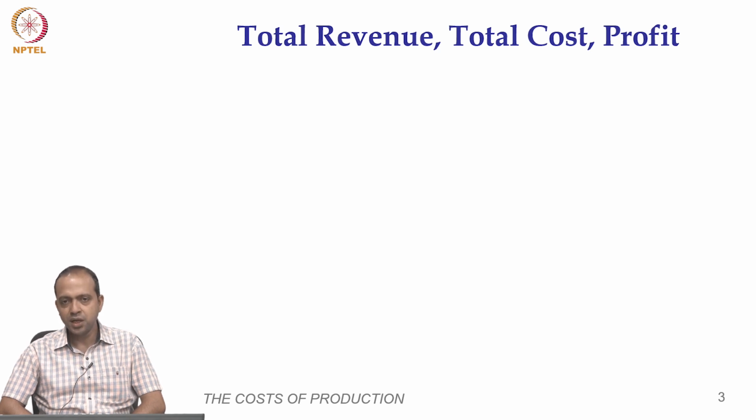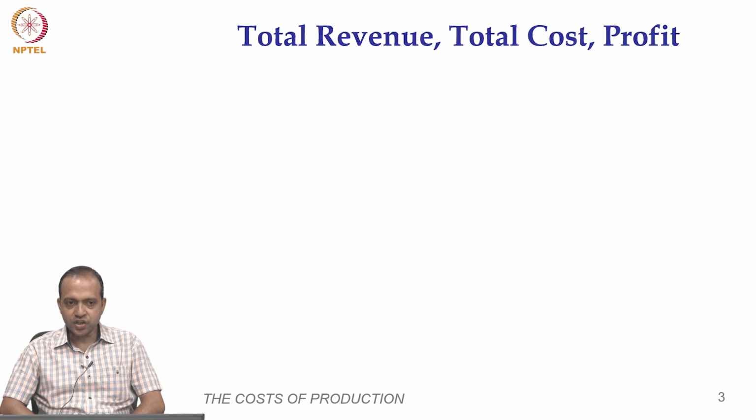What does it mean? It means that the producer is indifferent in allocating the last unit of money, the last rupee, either on capital or on labor, because both are going to give the same amount of output. That is what we discussed.